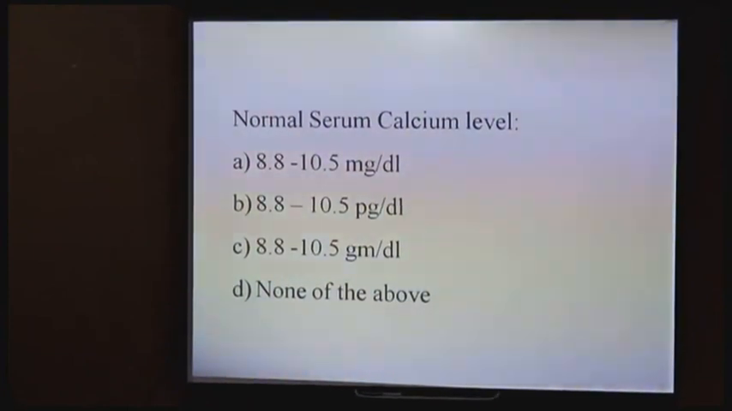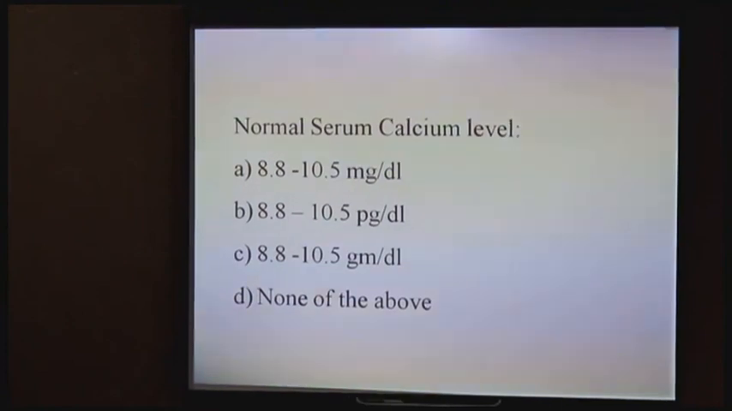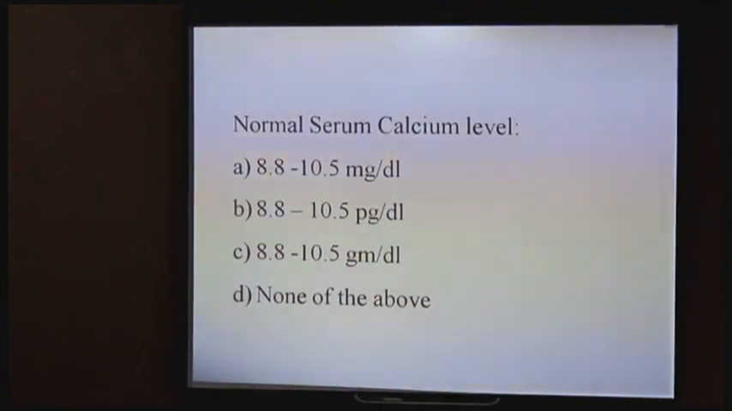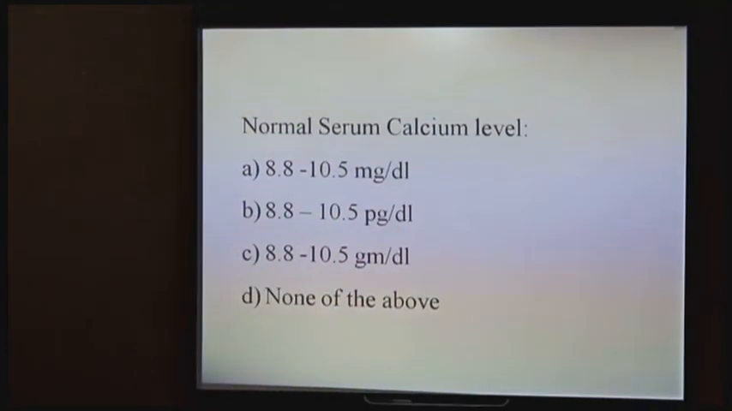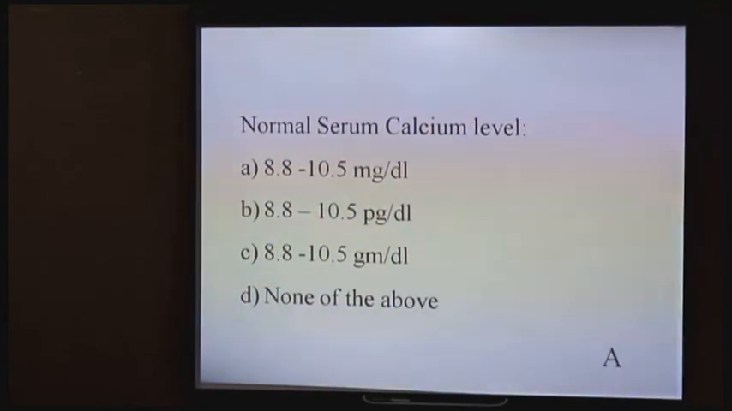Normal serum calcium level is A. Be careful of grams and milligrams. Okay? It is only milligram per dl. Some textbooks give it as 9 to 11 milligrams per dl. Okay? This is the actual value. They have given it in a rounded off value.